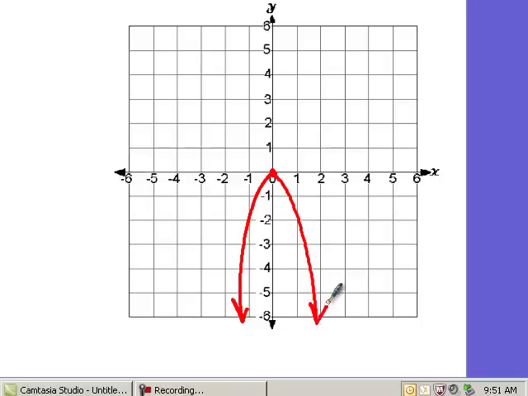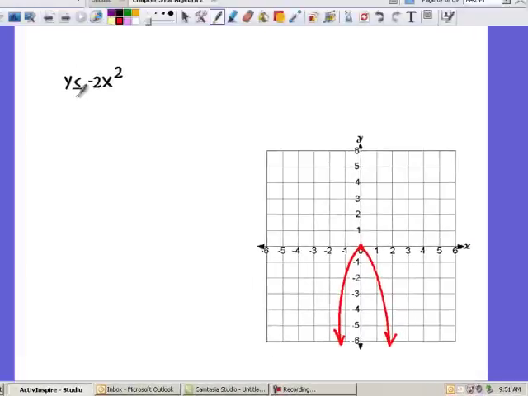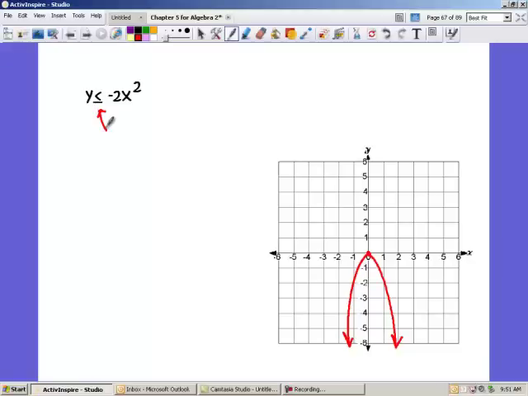Now, I did a solid line, but am I right? Because we get into the habit of always drawing solid lines, but you got to make sure. That symbol has the line underneath, so yes, I do need a solid line. But instead of being greater than, it's a less than. So we're going to shade below this U.